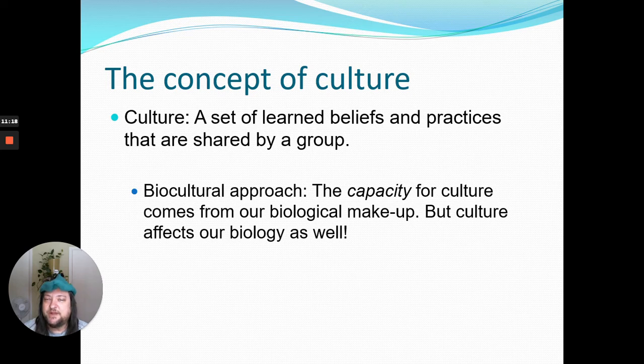And when we're talking about the concept of culture, just culture, not a culture, but culture in general, we're not talking about any one specific one here, but just what is a culture. If you look at different anthro textbooks, you'll see a million different definitions. But one that I like to use, and that touches on a whole bunch of them, is this very simple way of expressing it: it's a set of learned beliefs and practices that are shared by a group.